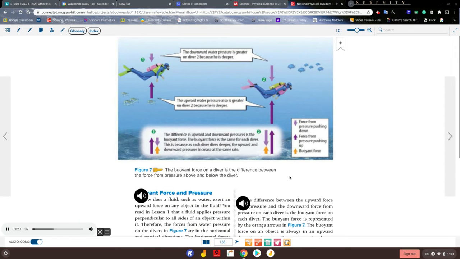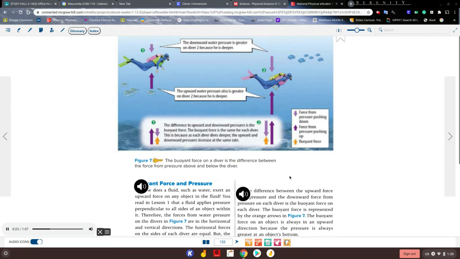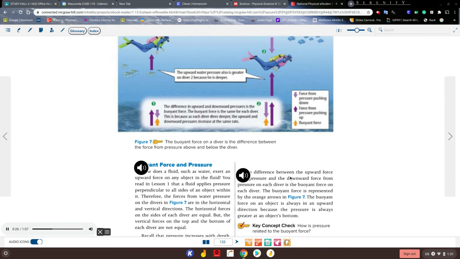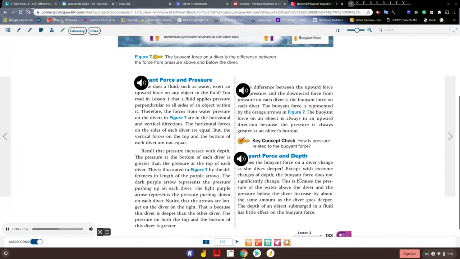Buoyant force and pressure. How does a fluid, such as water, exert an upward force on any object in the fluid? You read in Lesson 1 that a fluid applies pressure perpendicular to all sides of an object within it. Therefore, the forces from water pressure on the divers in Figure 7 are in the horizontal and vertical directions. The horizontal forces on the sides of each diver are equal, but the vertical forces on the top and the bottom of each diver are not equal. Recall that pressure increases with depth. The pressure at the bottom of each diver is greater than the pressure at the top of each diver. This is illustrated in Figure 7 by the differences in length of the purple arrows.